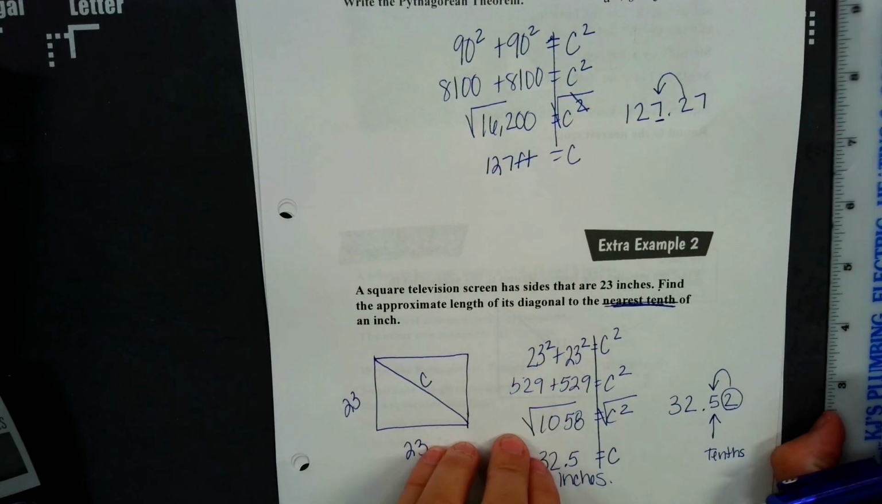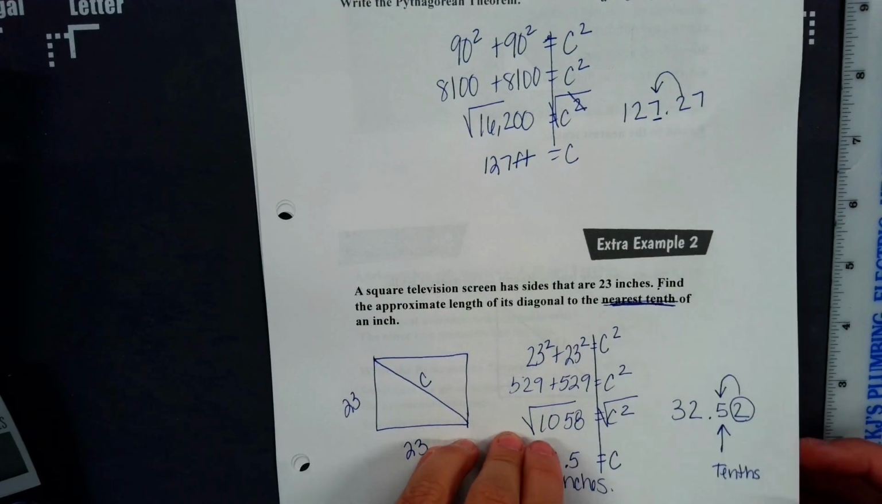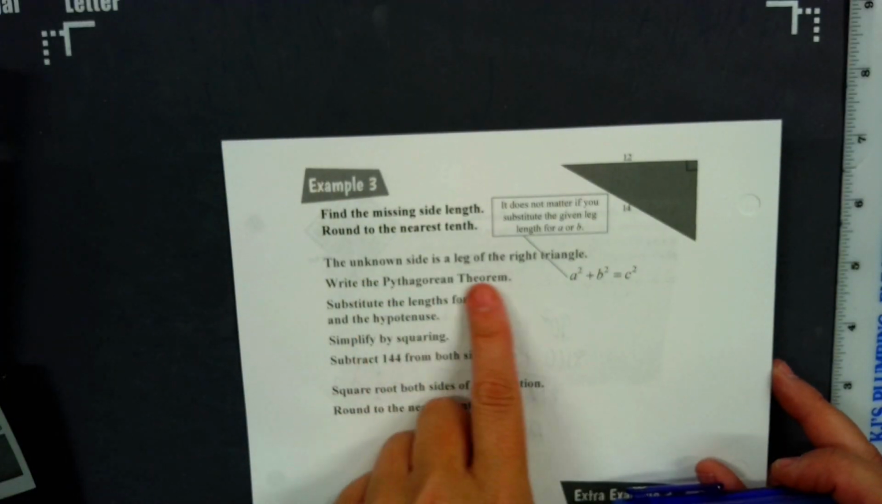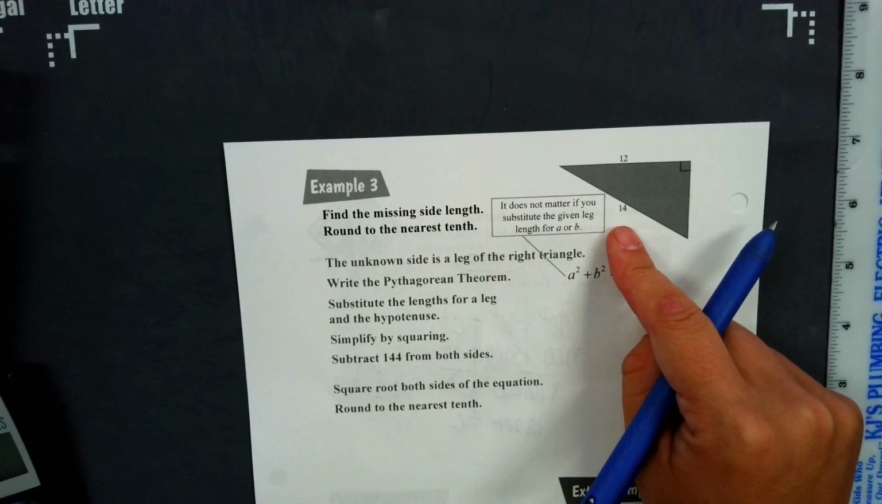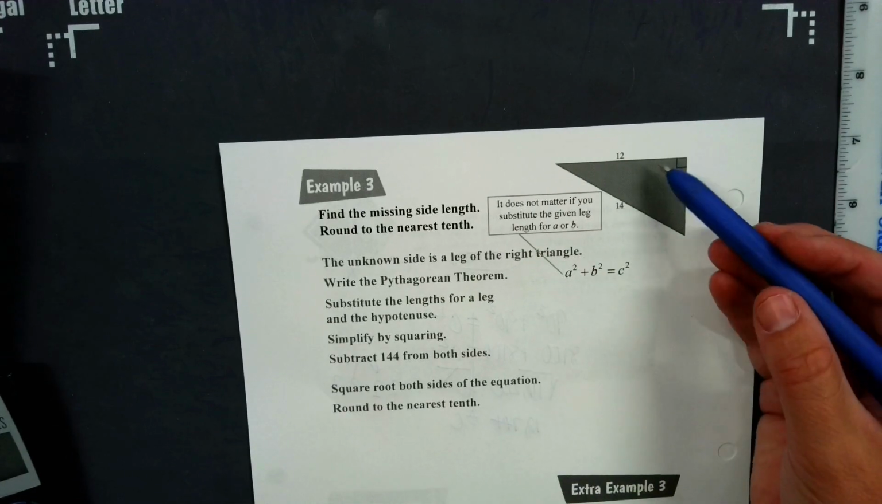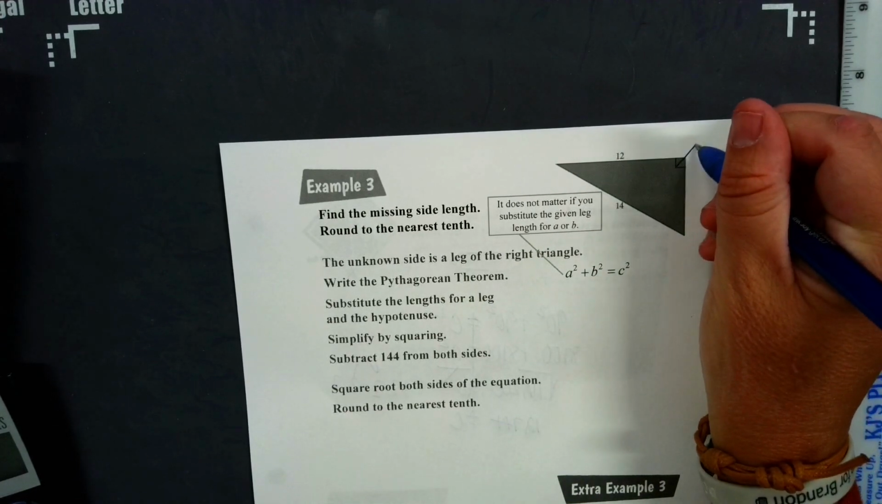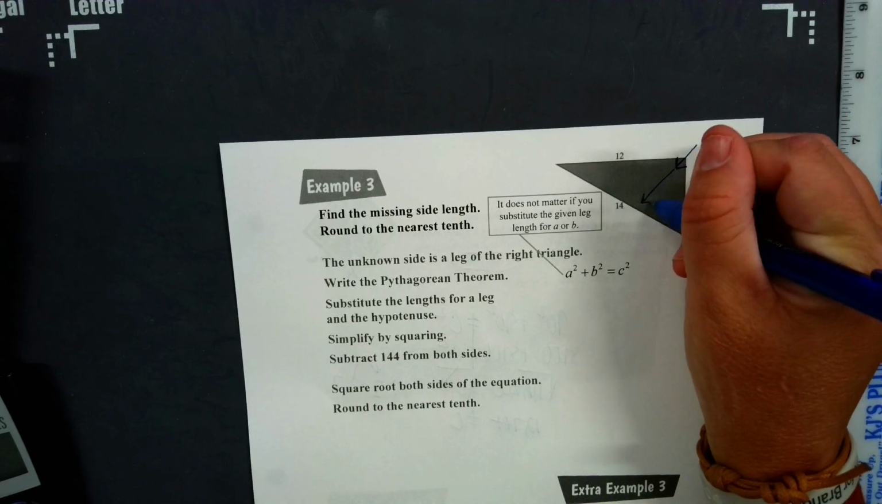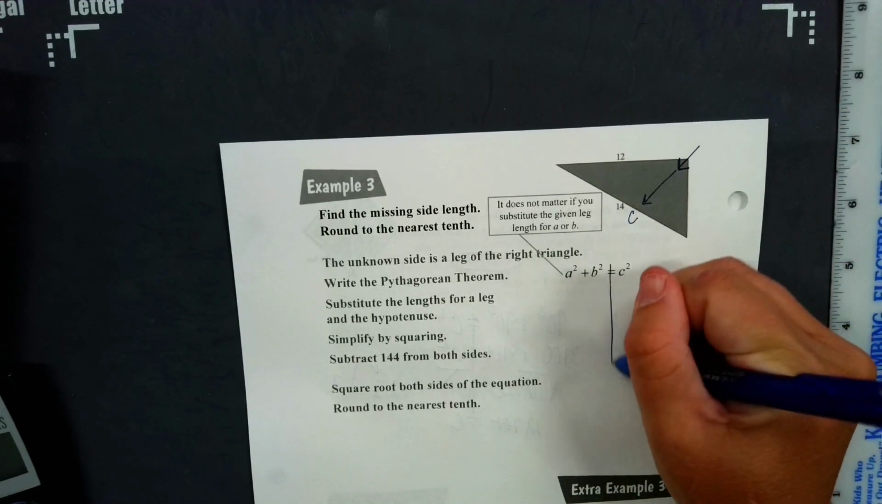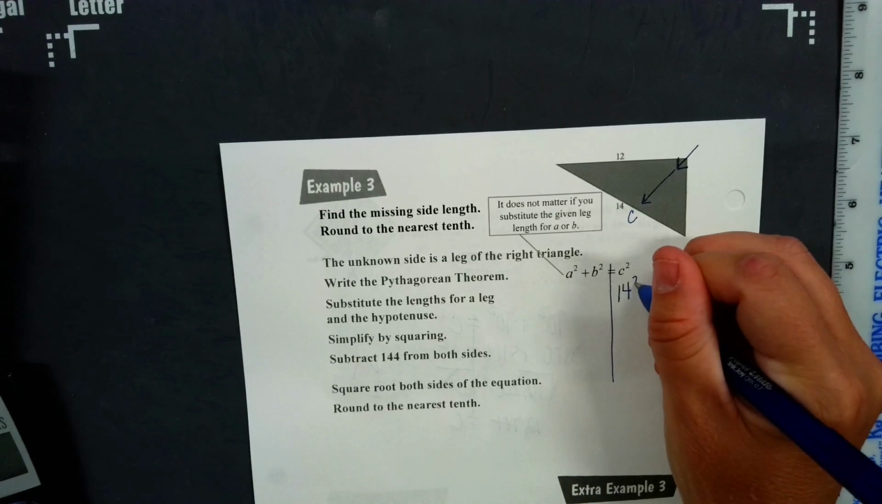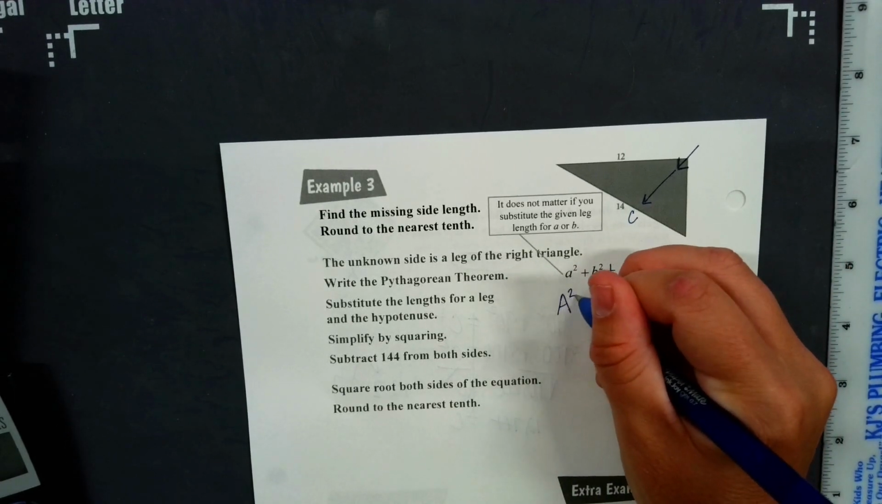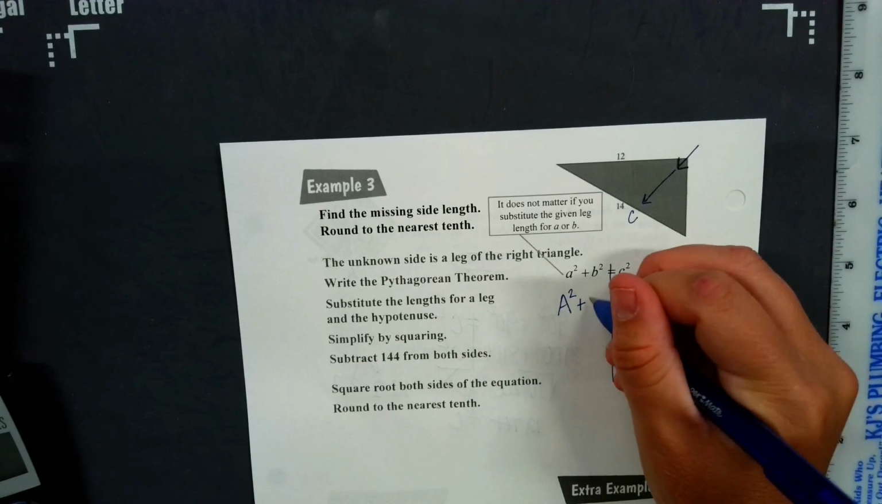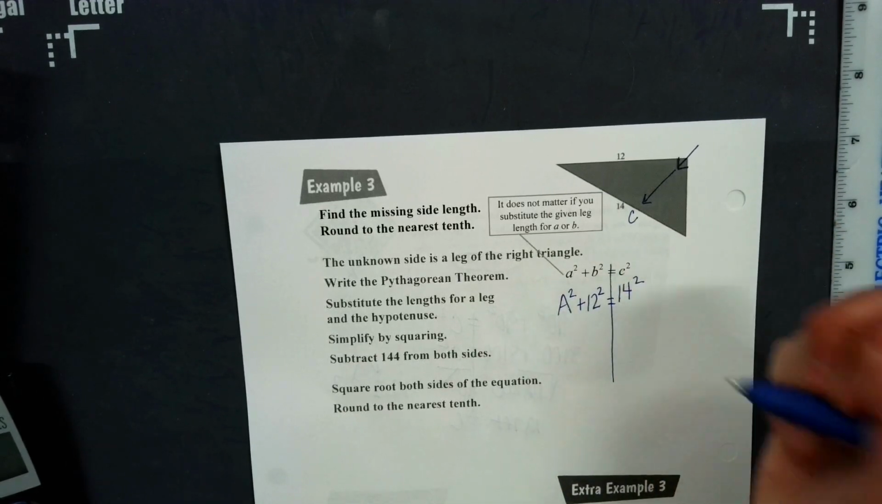Okay. Now I'm going to mix it up a little bit for Anya. It's not always going to be really nice where you're always missing C. Sometimes you might be missing A or B. Since it doesn't matter which one's A and which one's B, right? But we know there's our right angle, always points at C. So C is 14 squared. I'm looking for A or B. It doesn't matter. I tend to always leave it as A.